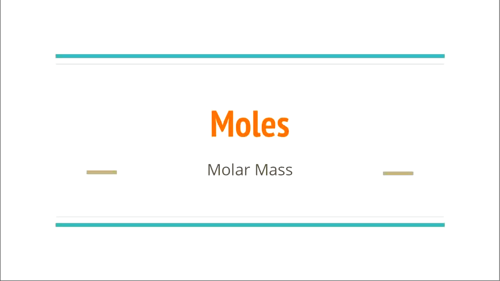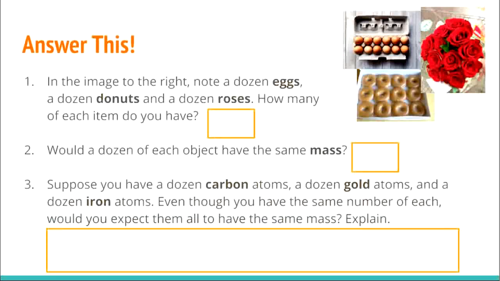Well, today we are going to review Avogadro's number, which is 6.02 times 10 to the 23. But today's focus will be on molar mass, the mass of 1 mole of a substance. Let's take a look at these pictures. In the image to the right, you have a dozen eggs, a dozen roses, and a dozen donuts. Well, what is a dozen? How many of each item do you have? Right, you have 12. You have 12 eggs, 12 donuts, 12 roses.